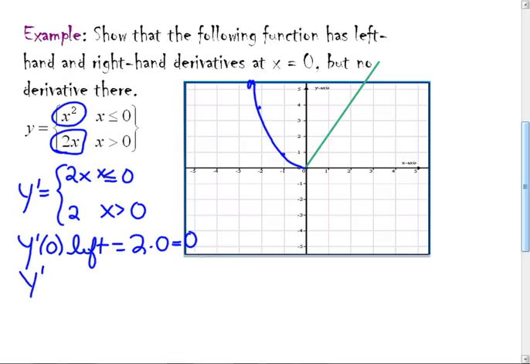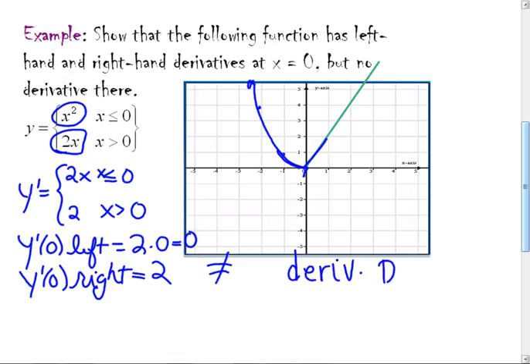What about y prime of 0 from the right side? It's just like a limit. The right and the left have to be the same. What's the slope at 0 here? 2. If you think about it, this is coming in, and at the bottom of my parabola, the slope is 0. You could even just do it geometrically. Slope here is 2. These are not equal. So guess what? The derivative does not exist at x equals 0.